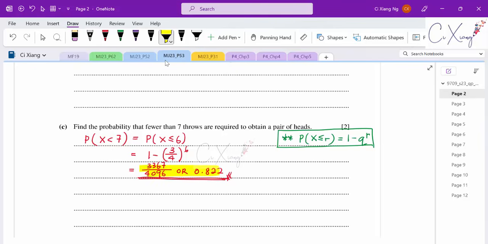Right, so this is how we answer question number 1. You need to identify that this question belongs to geometric distribution.